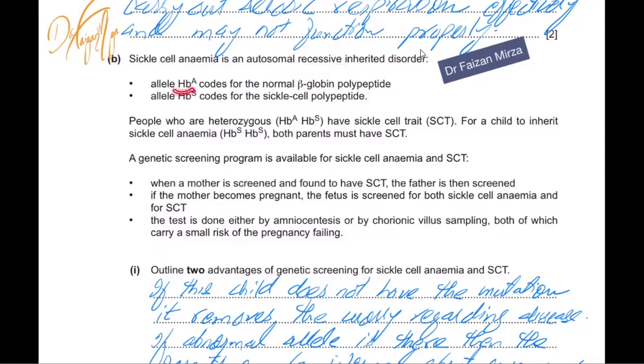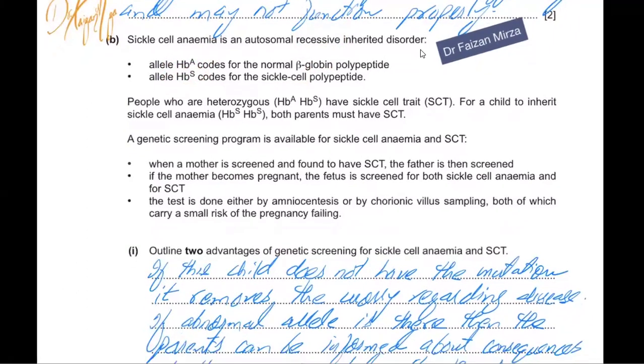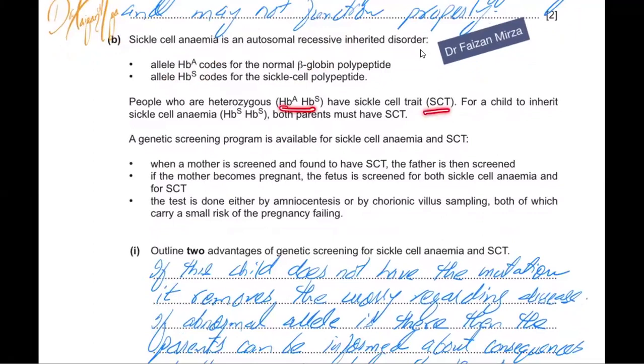Allele HbA codes for normal beta globin, HbS codes for sickle cell anemia. So if both HbA are present, the person is normal. If one HbA and one HbS are there, the person is a carrier. If the person has both HbS, the person has sickle cell anemia. People who are heterozygous have sickle cell trait, SCT. For a child to inherit sickle cell anemia, both HbS must be there, so the parents both must be carriers of the sickle cell trait.